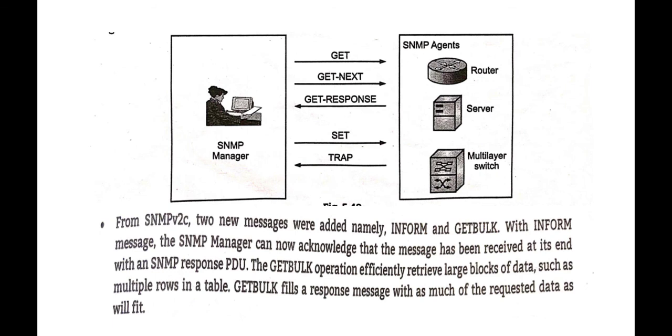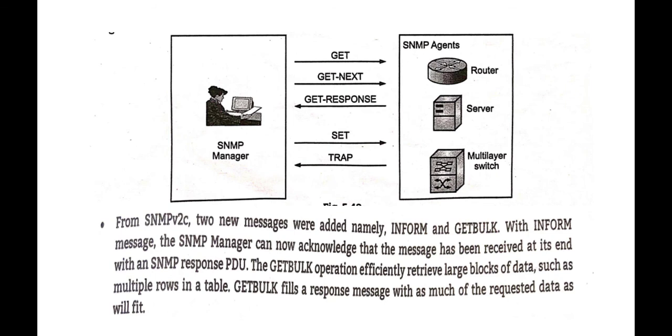Just like that, if the manager requests some data from the agent, the agent gives a response with that data. When the manager receives the response data from the agent, it acknowledges to the agent: whatever data you sent, I received it. So when the manager requests data, the agent sends it, and after receiving the data, the manager sends the acknowledgment. For that we use the inform command and the bulk command.